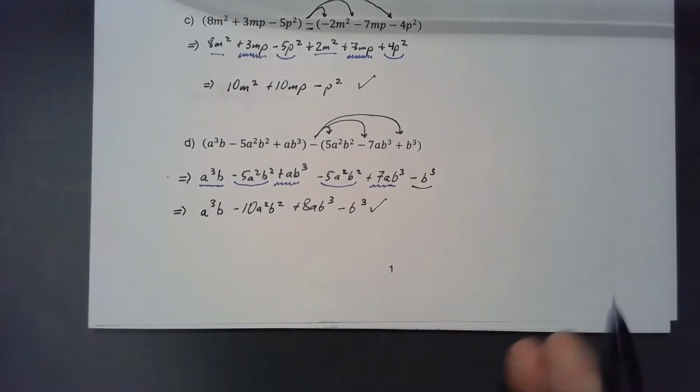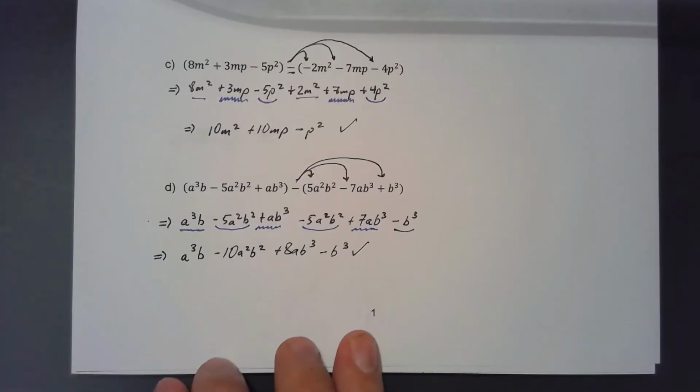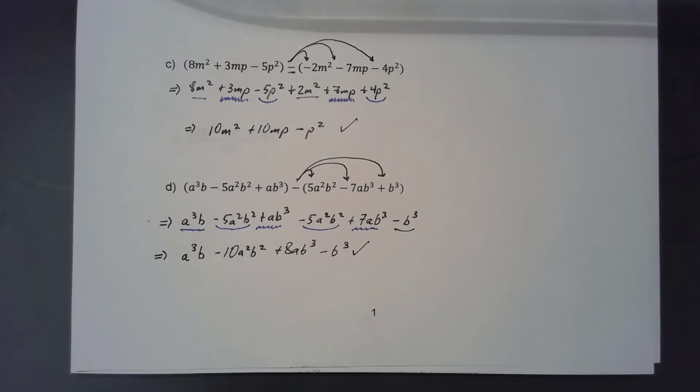And that's it. So when you're subtracting polynomials, you just got to make sure that you distribute the negative to the second polynomial. That's all you got to do. And then it's the same as adding them. Just combine the coefficients together.